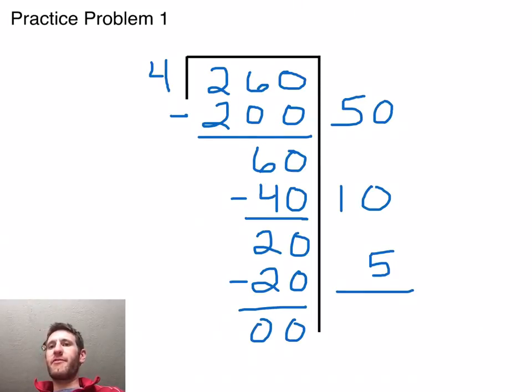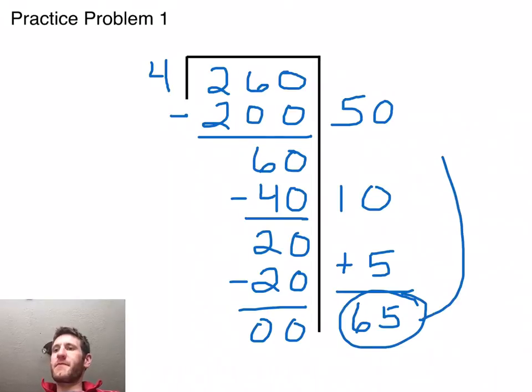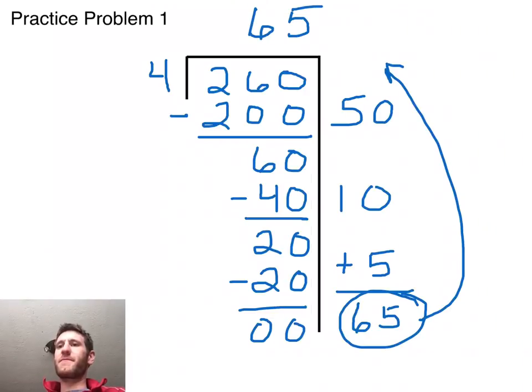And I also know that if my divisor is larger than the number that's down here, I'm good to go. Okay? So all I've got to do now is to add up my partial quotients, and I have 50, 10, and 5. Okay? 50 plus 10 plus 5 is 65. So my answer, I'll put right up here, and I know that these 260 students, okay, will be divided into 4 groups. And now I know that there will be 65 students in each group.